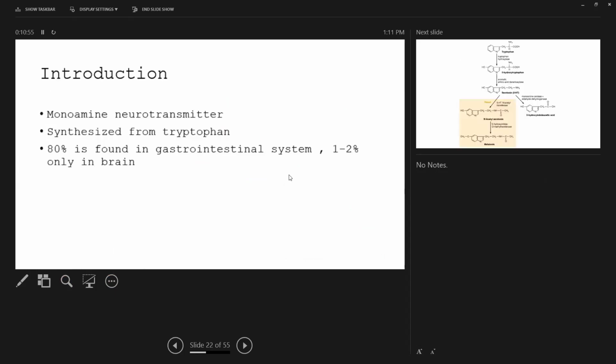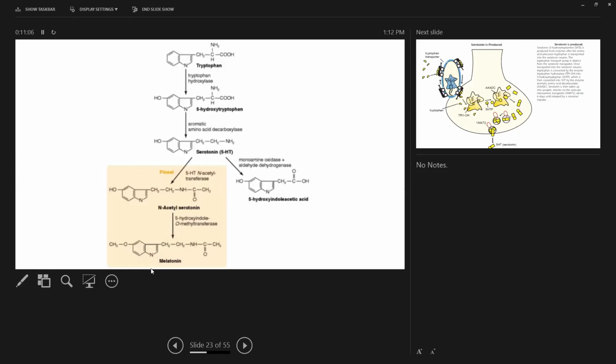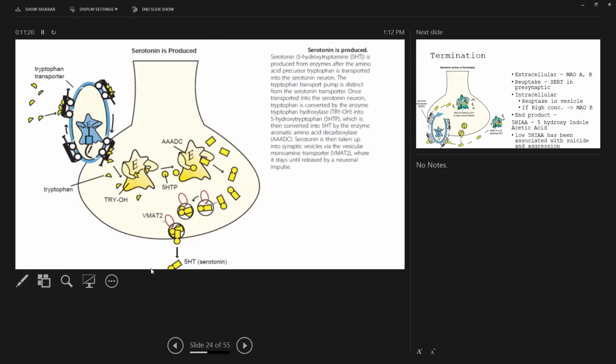Second one is serotonin. Serotonin is a monoamine neurotransmitter which is synthesized from tryptophan, and 80% is found in the GIT. Tryptophan is converted into 5-hydroxytryptophan, and then through aromatic amino acid decarboxylase it is converted into serotonin, and then serotonin is further converted into 5-hydroxyindoleacetic acid.